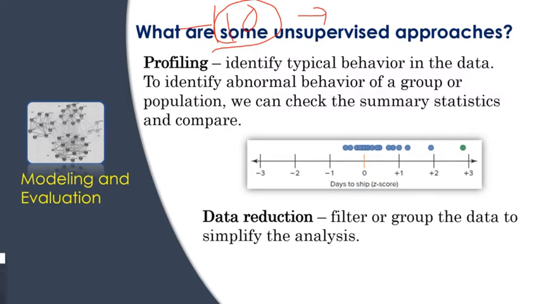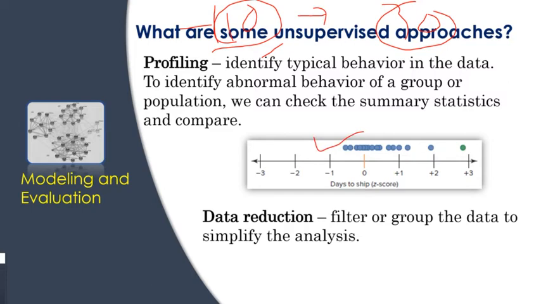So we want to analyze those groups of people who have abnormal behavior. Say, for example, if the average time is 10 days, but a few customers are paying after 30 days, those customers are problematic. So we will be careful about those. We can usually analyze the abnormal behavior of a group or population. So this is an example of data profiling.